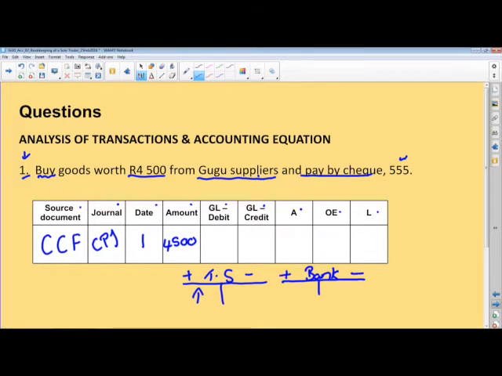And what is happening with my money? My money is going down on the credit, right? Because I'm using money to buy stock. So therefore, your general ledger debit will be trading stock, and your bank will be credited.